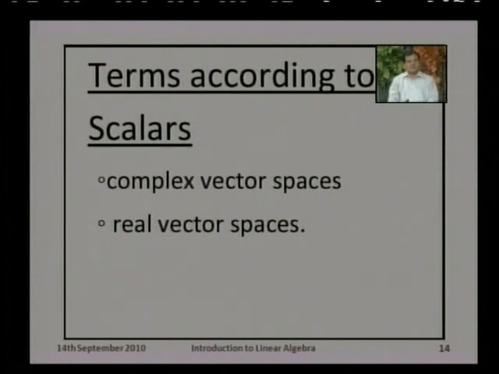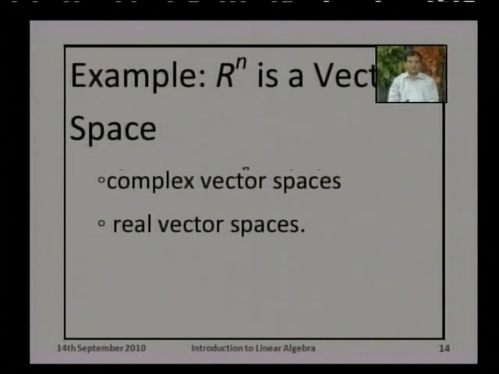Now according to the scalars, we can name the vector spaces. If the scalars are from the complex field, complex numbers, then we call it a complex vector space. If the scalars are from the real number field, then we term it a real vector space.